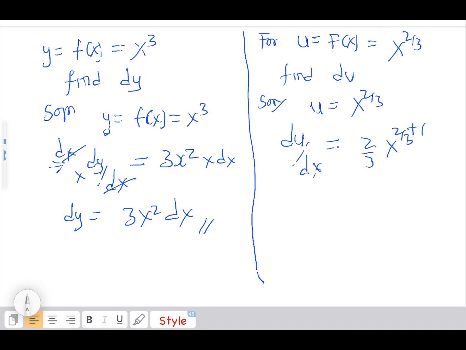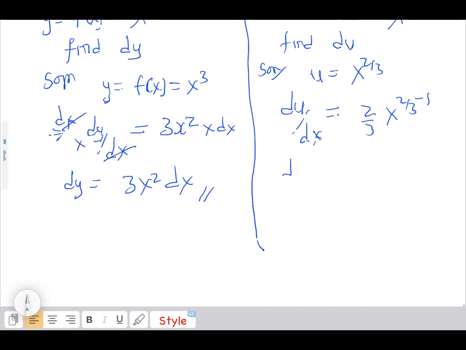Is it minus 1? Sorry, I'm doing differentiation, so let's take note of that. Minus 1, which is 2 over 3 minus 1, and therefore my du over dx is equal to 2 over 3 x power negative 1 over 3.